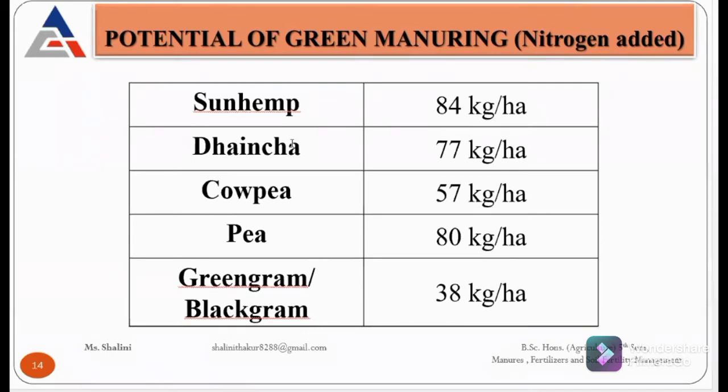Okay, 57 kg per hectare nitrogen is added through cowpea, and 80 kg per hectare nitrogen is added through pea. Then 38 kg per hectare: black gram and green gram fix 38 kg of nitrogen in the soil. So this is the potential of green manure crops, mainly focusing on nitrogen, because they all are leguminous crops.